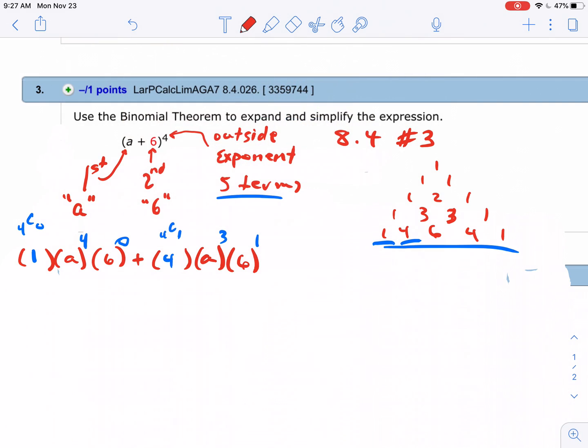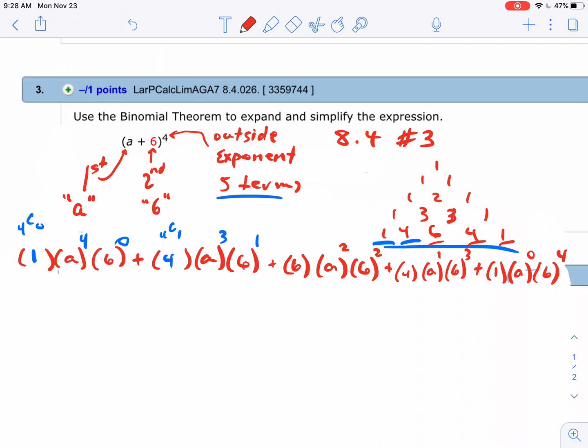So the next one would be the 6 is the next thing in the row. And I do A, and I do 6, goes down 1, goes up 1. And then I do 4, A goes down 1, 6 goes up 1, and my last term would have a 1 in front of it, so I just continue down Pascal's triangle. A is all the way down to 0, and 6 is all the way up at 4.